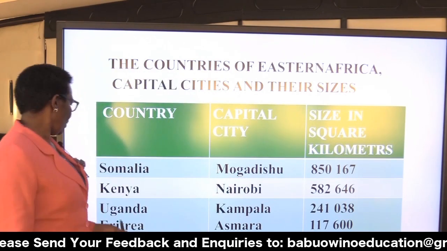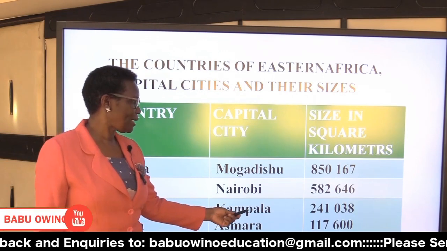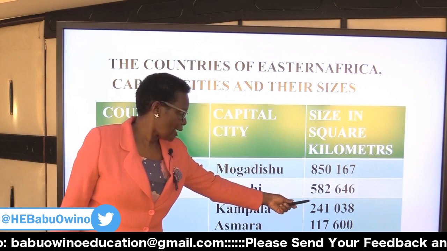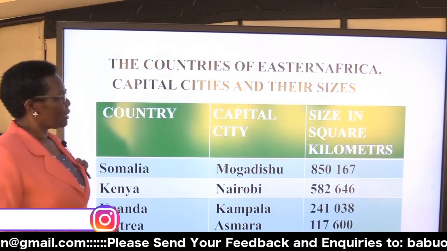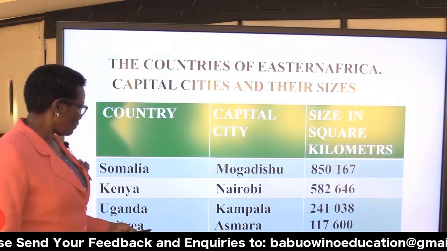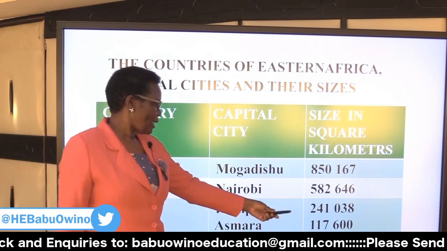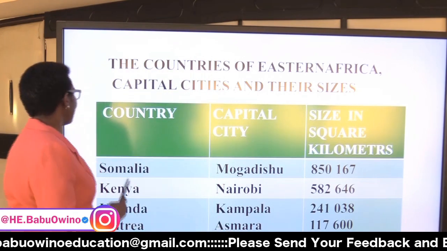582,646. We have Uganda. The capital city of Uganda is Kampala. The size is 241,038 square kilometers. Eritrea. The capital city of Eritrea is Asmara, at 117,600 square kilometers.